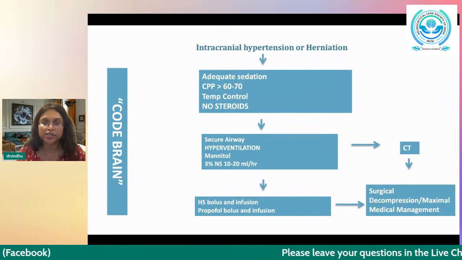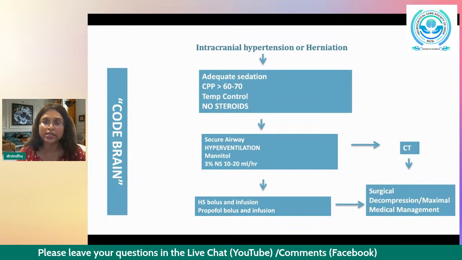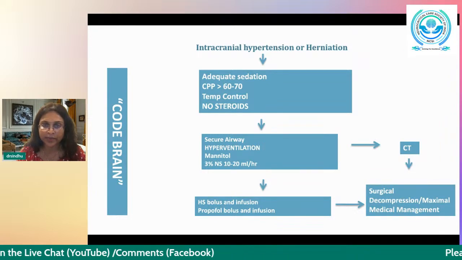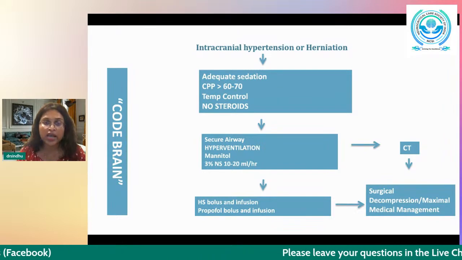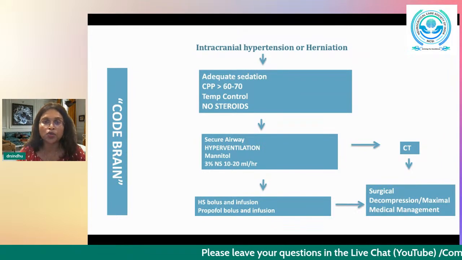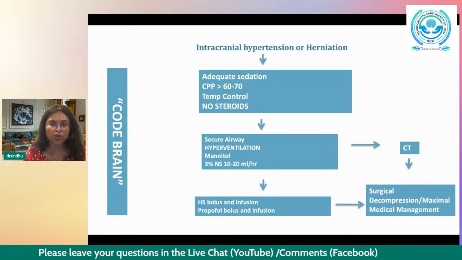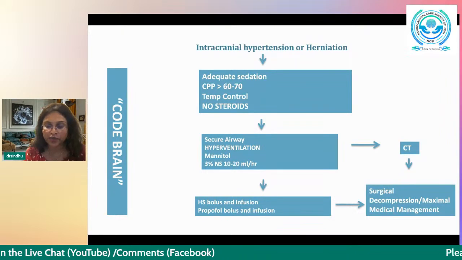The first is tier 0, which is to first adequately sedate the patient, because the more restless a patient is, the more the ICP is going to increase. The cerebral perfusion pressure should be maintained between 60 to 70 millimeters of mercury. If the patient is having fever, do treat it. Steroids have no role in the code brain situation. Secure the airway. If intubation is required, it has to be done. And short duration of hyperventilation is definitely beneficial.